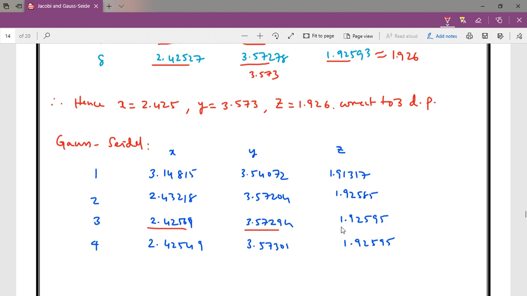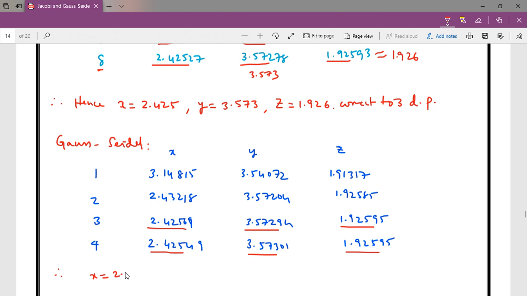So this can be taken as 2.425, and this is 3.573, and this is 1.926. Okay. See the number of steps in both the methods. In the Jacobi iteration we have taken 8 steps, whereas in the Gauss-Seidel we have taken hardly 4 steps. That means we can say that Gauss-Seidel converges twice as fast as the Jacobi iteration.